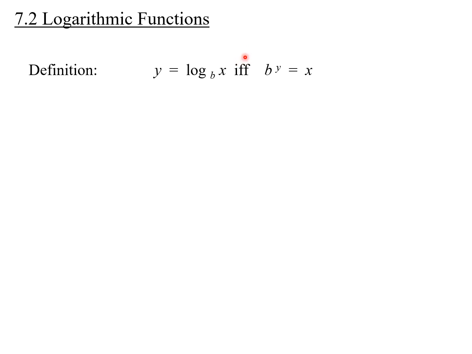Now these letters, this is not "if" misspelled. This means "if and only if." And that is a mathematical condition which indicates the if-then statement goes both ways. So let's go this way: if y equals the log base b of x, then b to the y is equal to x. It also goes the other way: if b to the y is equal to x, then y is equal to the log to the base b of x. So this is a stronger condition than if it just went one way.